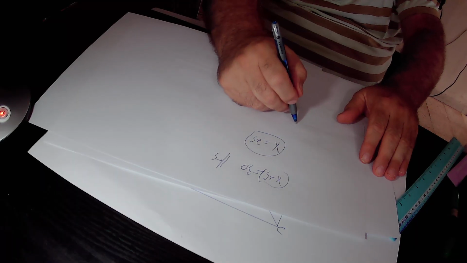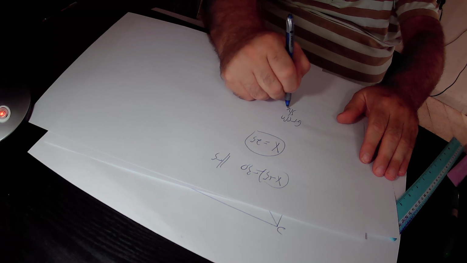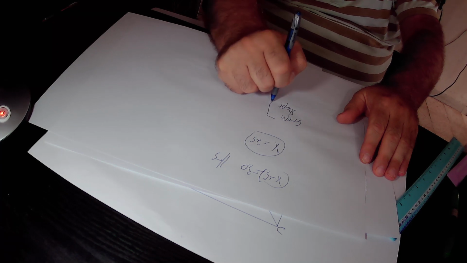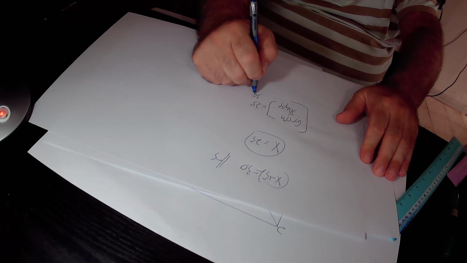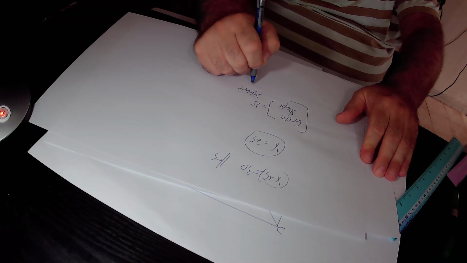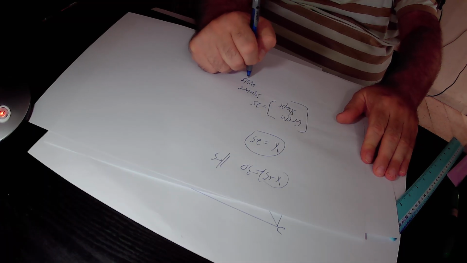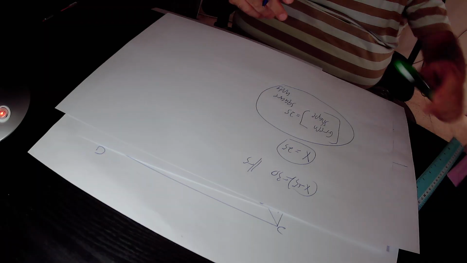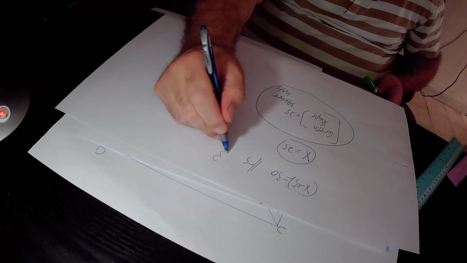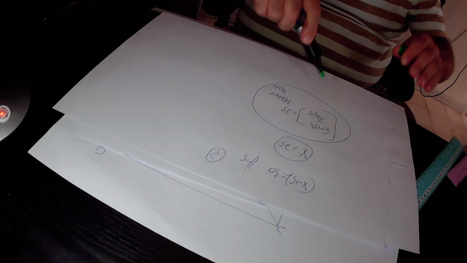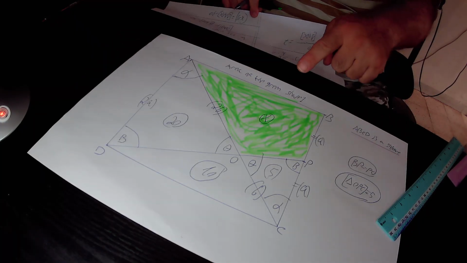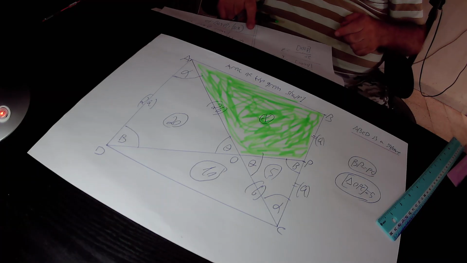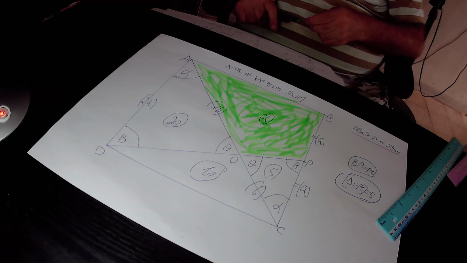So we found out that the area of the green shape is equal to x, which is equal to 25 square units. And that is the answer to the second question. Repeat again: we found out that the area of this green shape is equal to 25 square units. So we finish with the second question.